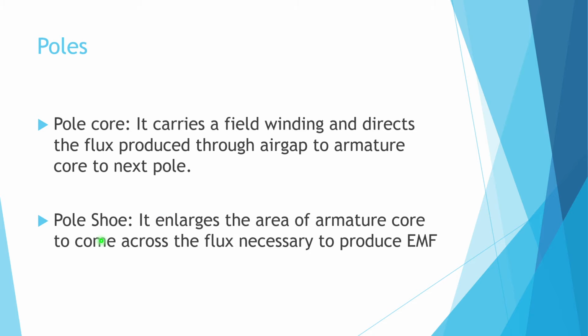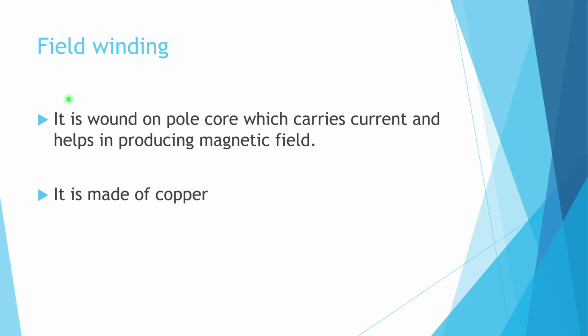Coming to the pole shoe, it enlarges the area of the core to come across the flux which is necessary to produce the EMF. The next part is field winding. It is wound on the pole core, carries the current, and helps in producing the magnetic field. Generally the field winding is made of copper.